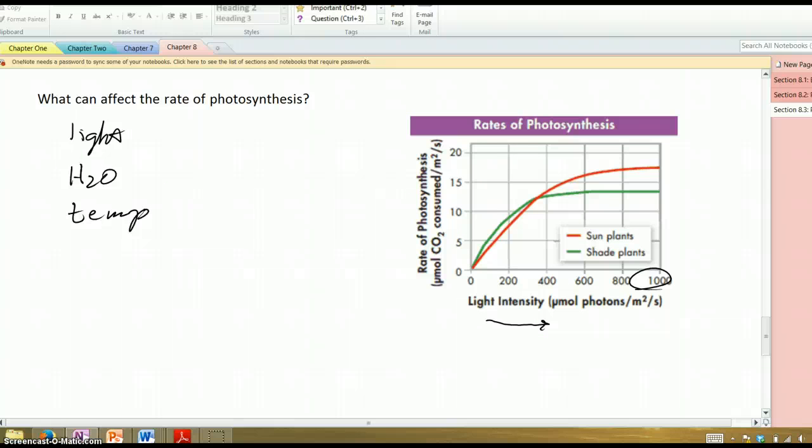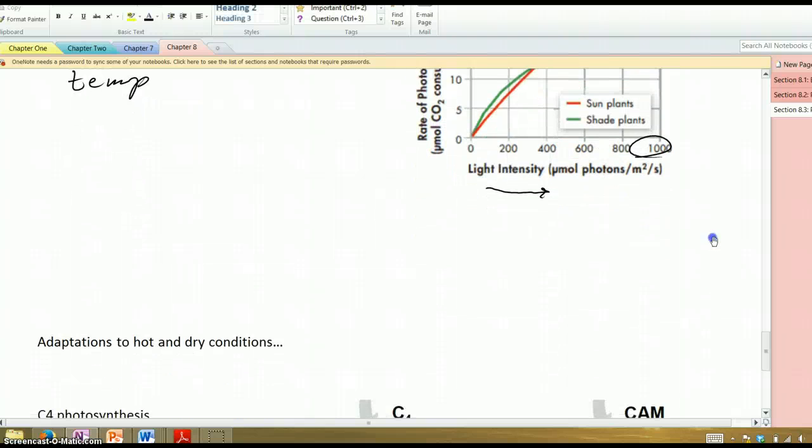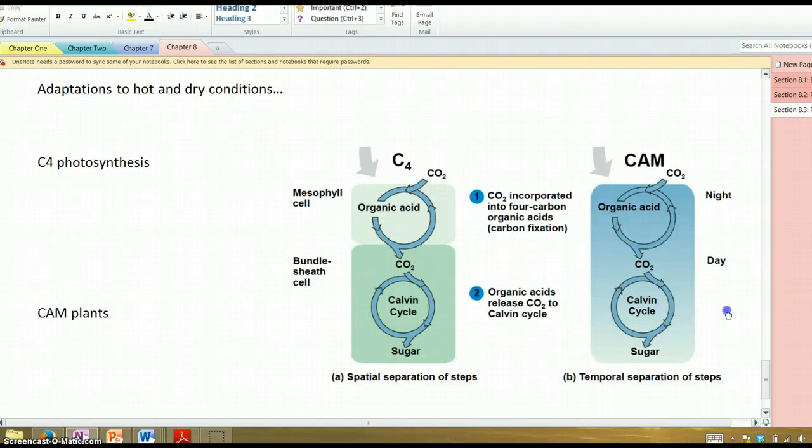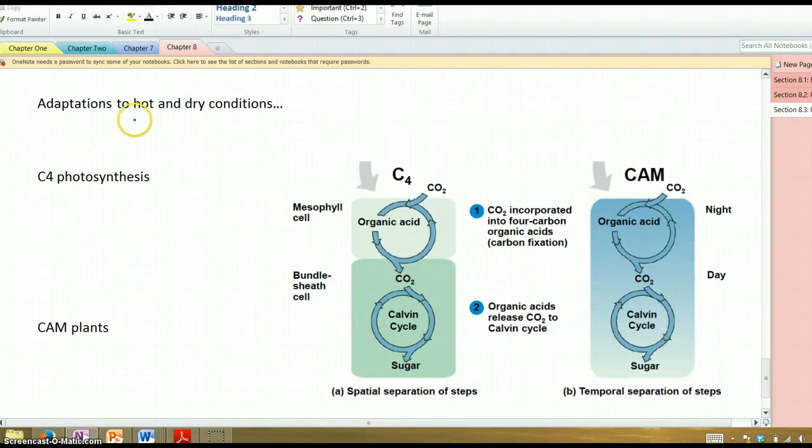Other things you can think of, maybe? We'll discuss it in class. So, indeed, temperature and moisture levels can affect the rate of photosynthesis.